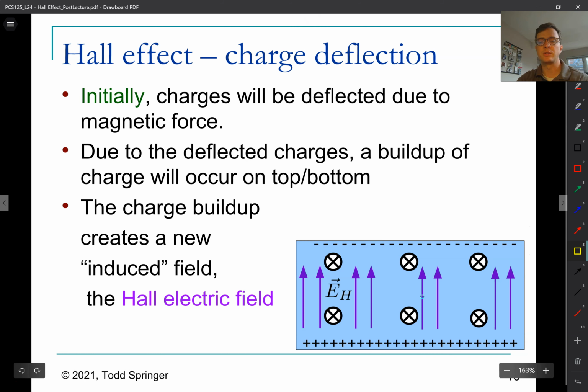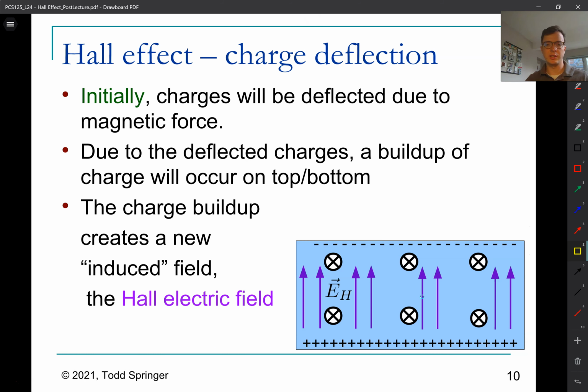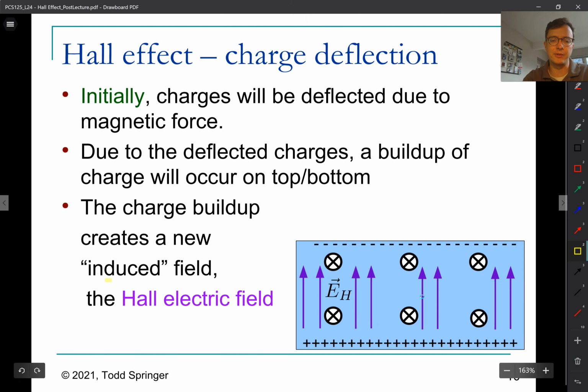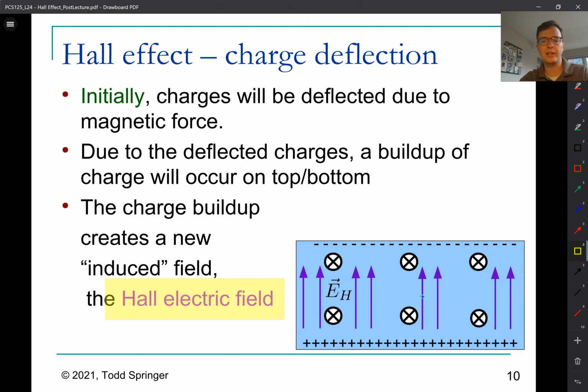Okay, so take a step back, make sure you understand this story. The current is being carried by electrons. The electrons are getting pushed upward by the magnetic field. That means that I end up with negative charge on the top of the material, positive charge on the bottom. There's an electric field which is developed in the material, which is called the Hall electric field, named after Edwin Hall, who's the one who discovered this effect. So E_H is the Hall electric field. That's the field which is developed because the charges moved in response to the magnetic field.